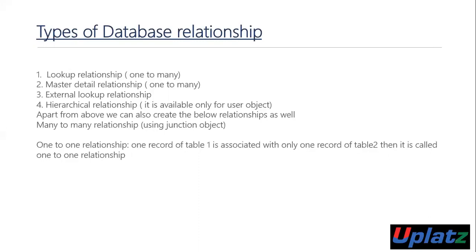Apart from the above, we can also create the below relationships as well: many-to-many relationship using a junction object. We will be creating a junction object in our application. And lastly, there is the one-to-one relationship. A one-to-one relationship is where table 1 is associated with only one record of table 2. Then it is called a one-to-one relationship.